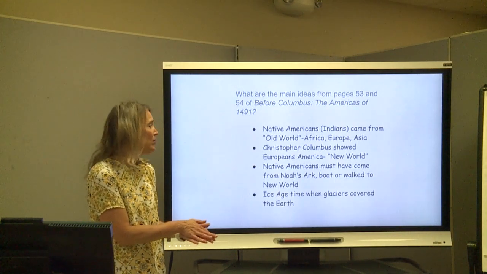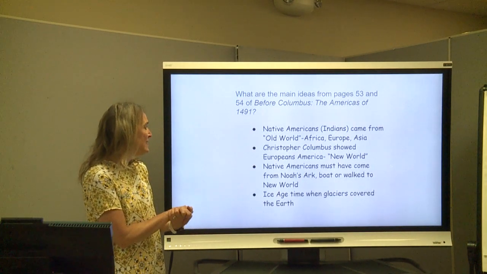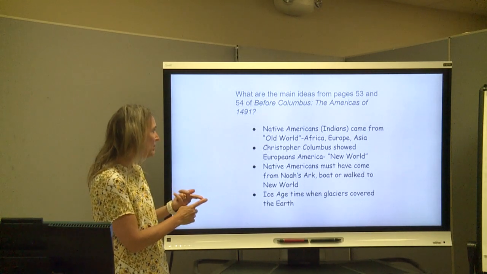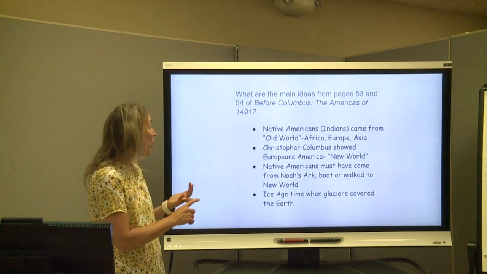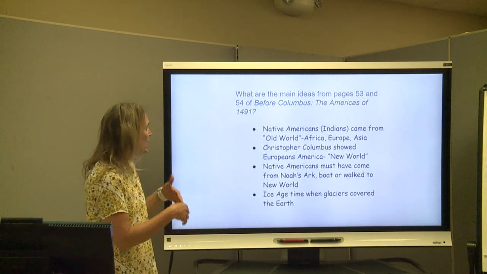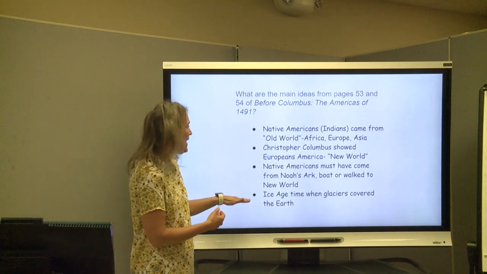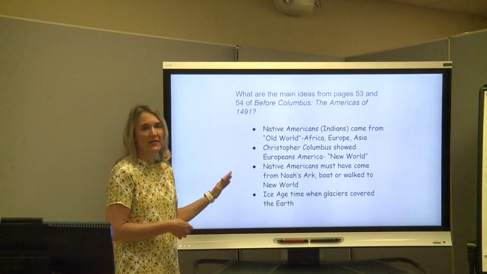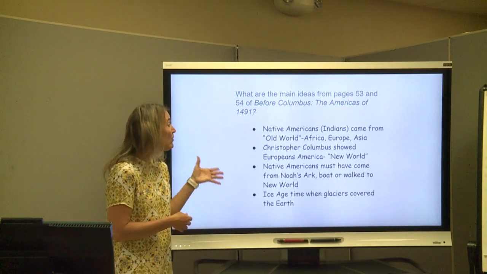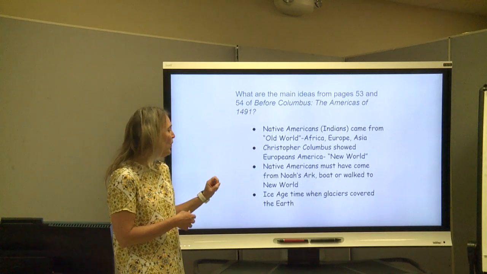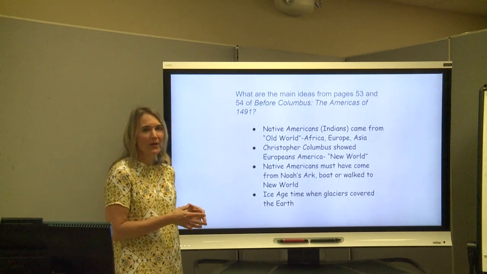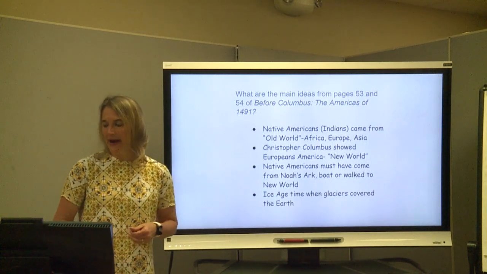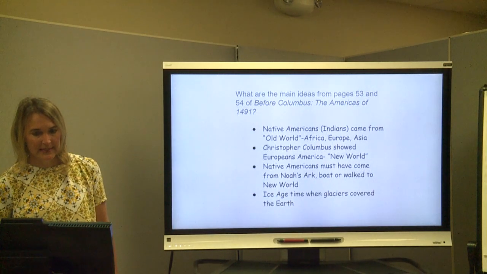And then we saw some theories of how people must have come. Remember, that was the key word I wanted you to look for. How did they get here? Native Americans must have come from Noah's Ark, another boat, or walked to the New World. It also focused on the fact that the Ice Age was a time when glaciers covered the earth. Those are the key points, the main ideas for chapter 3, from pages 53 and 54. As we look at this, that's important to think about that you may have picked up on your own. As a skill, I want you to practice finding those key points and main ideas.